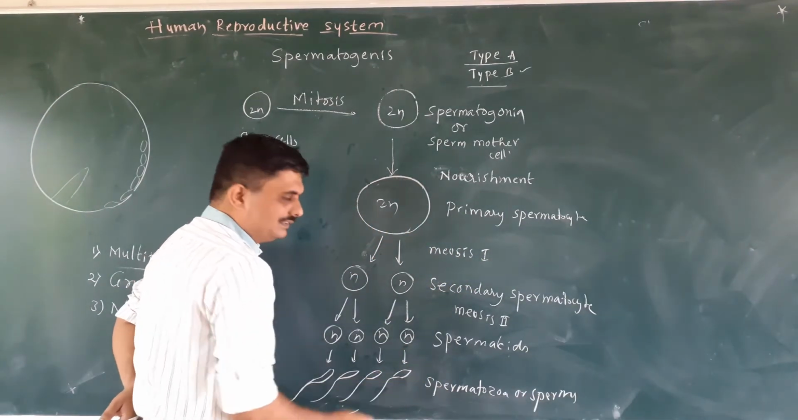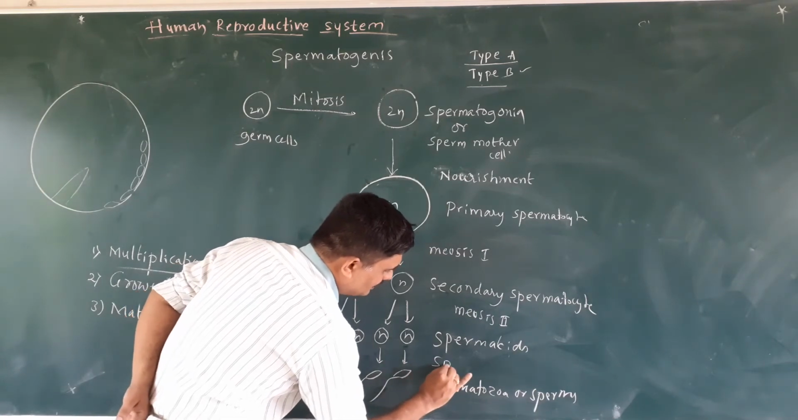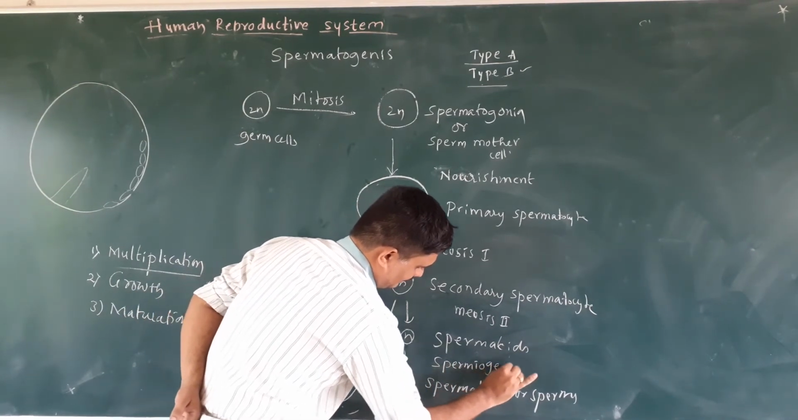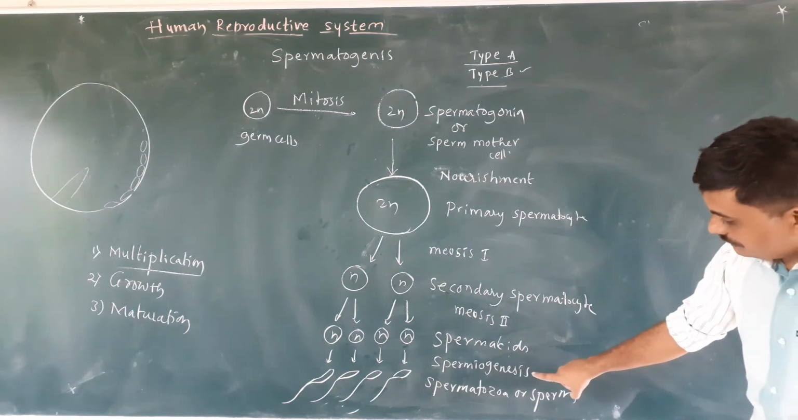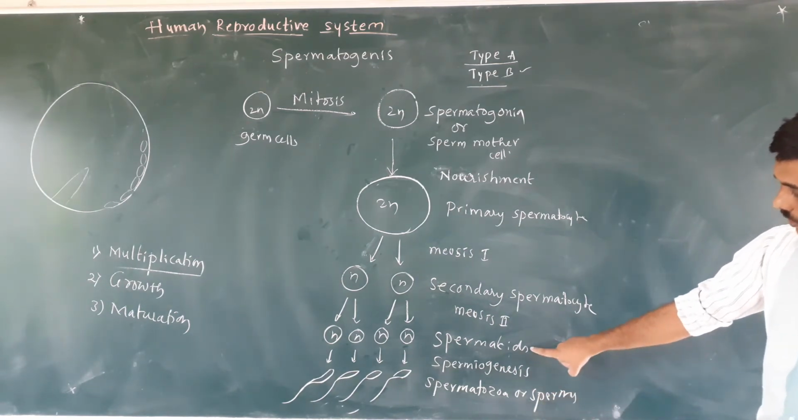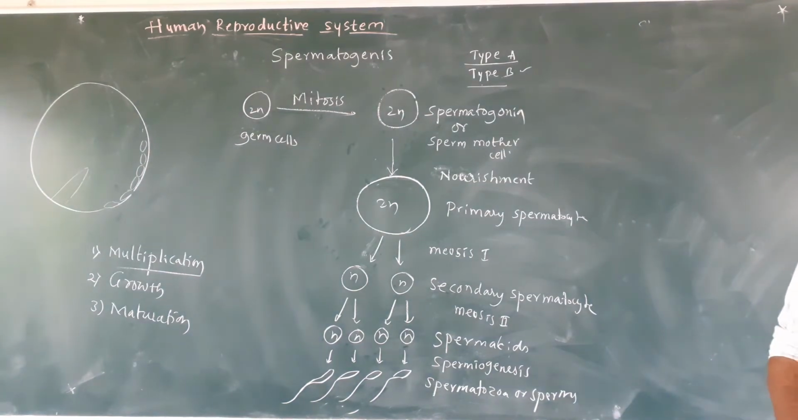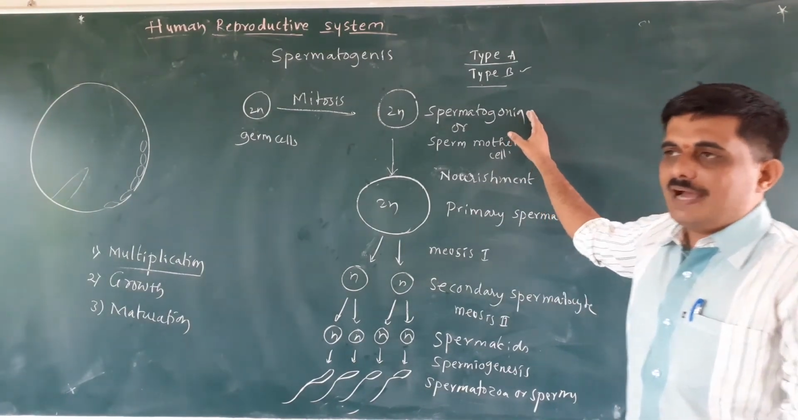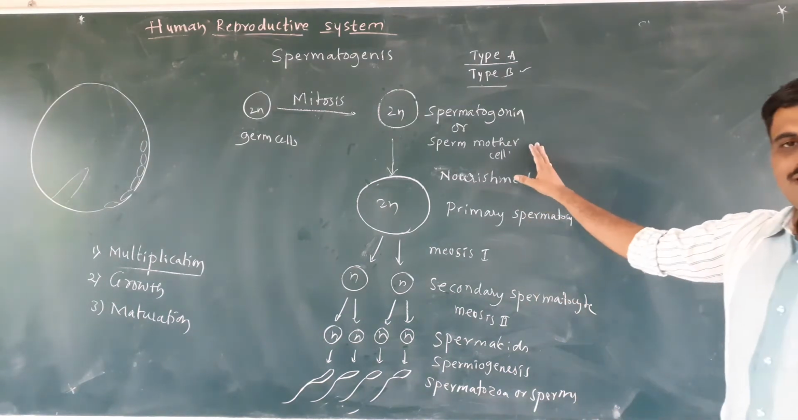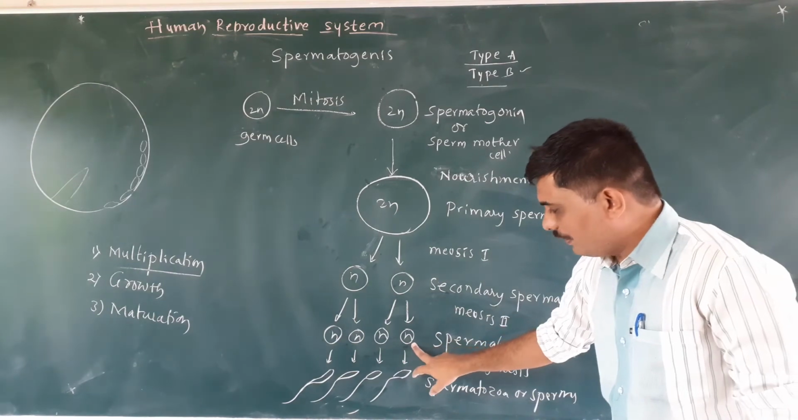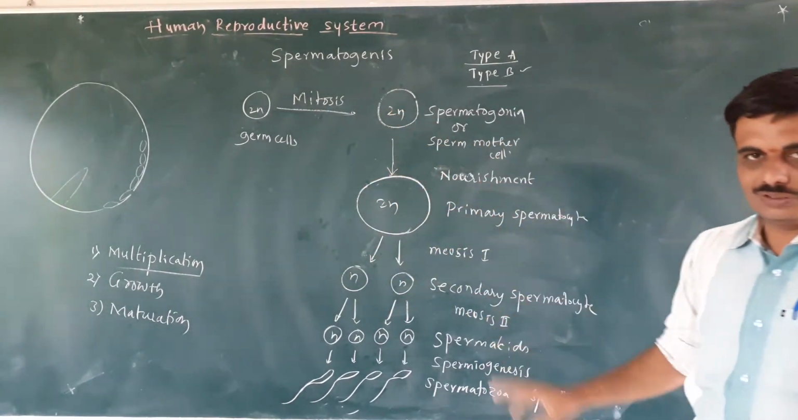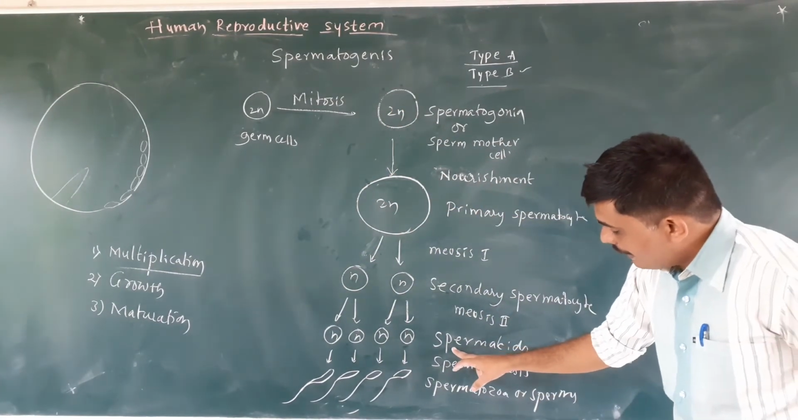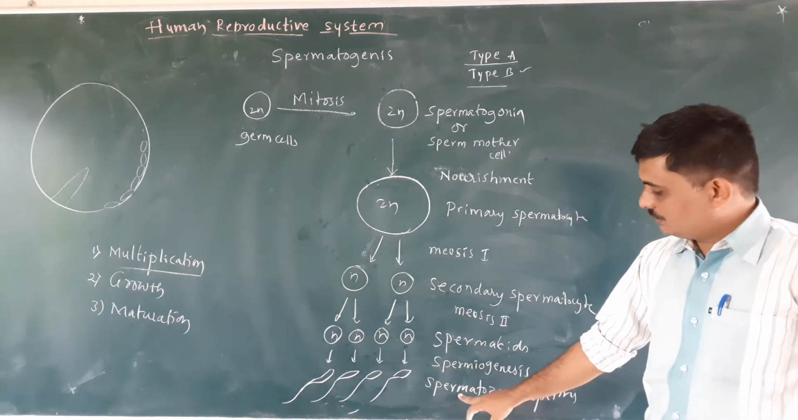This process of differentiation is called spermiogenesis, meaning the differentiation of haploid spermatozoa from haploid spermatids. Many times they ask the difference between spermatogenesis and spermiogenesis. Spermatogenesis is the process of formation of haploid spermatids from diploid spermatogonia inside the seminiferous tubule of the testis. Whereas spermiogenesis is the differentiation of haploid spermatids to haploid spermatozoa.